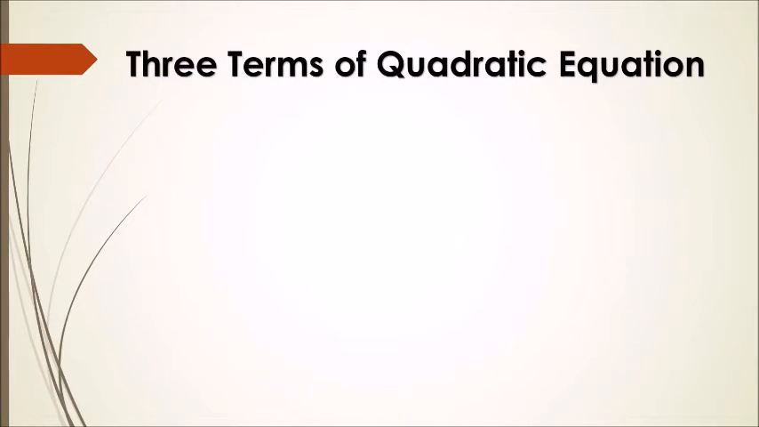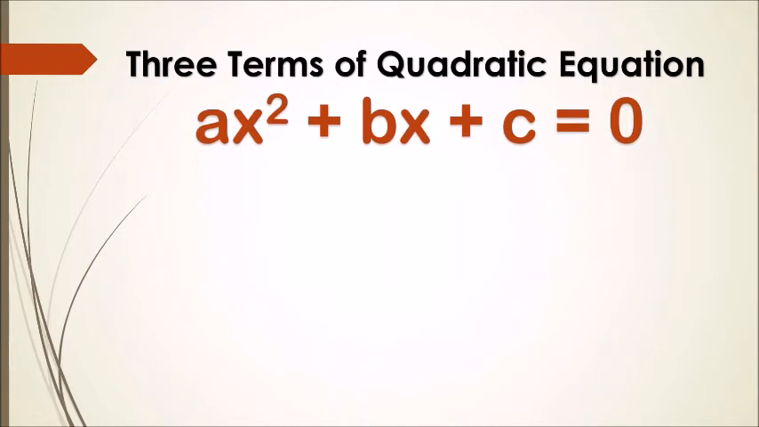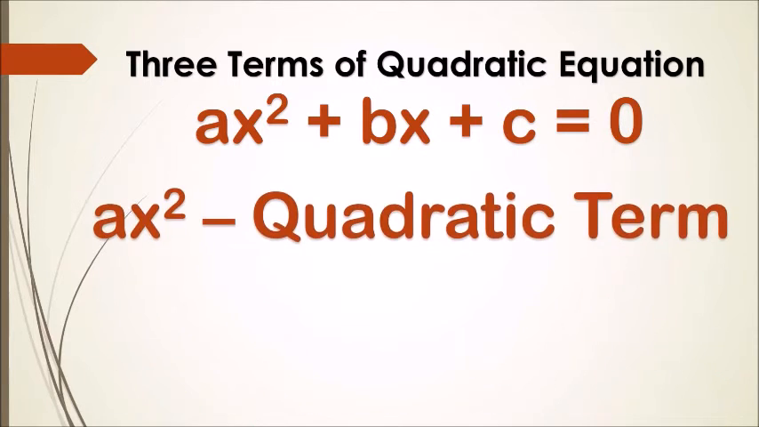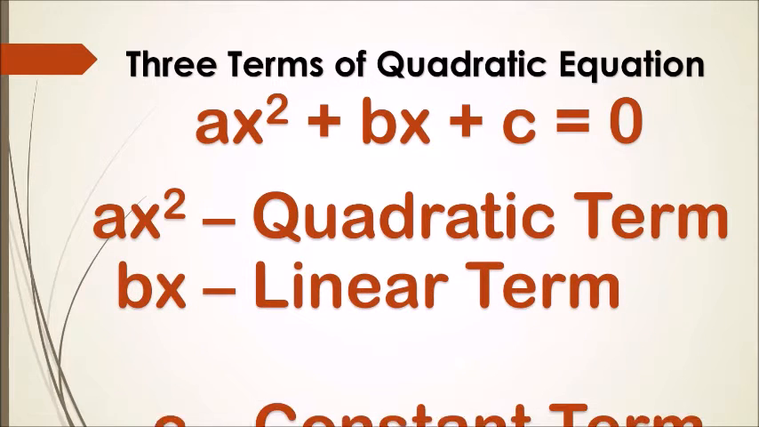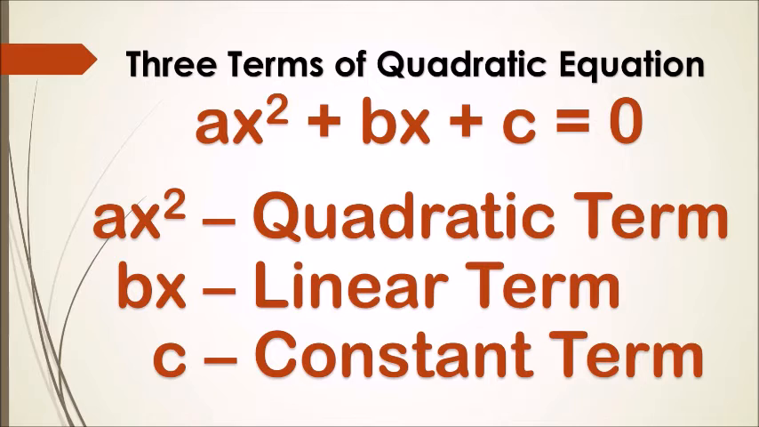Technically, we have three terms of quadratic equation. Given that our quadratic equation is in its standard form, which is ax squared plus bx plus c equals 0. At ito ang mga tatlong terms na ito. Ax squared, bx, and c na tumutukoy sa quadratic term, linear term, and constant term.